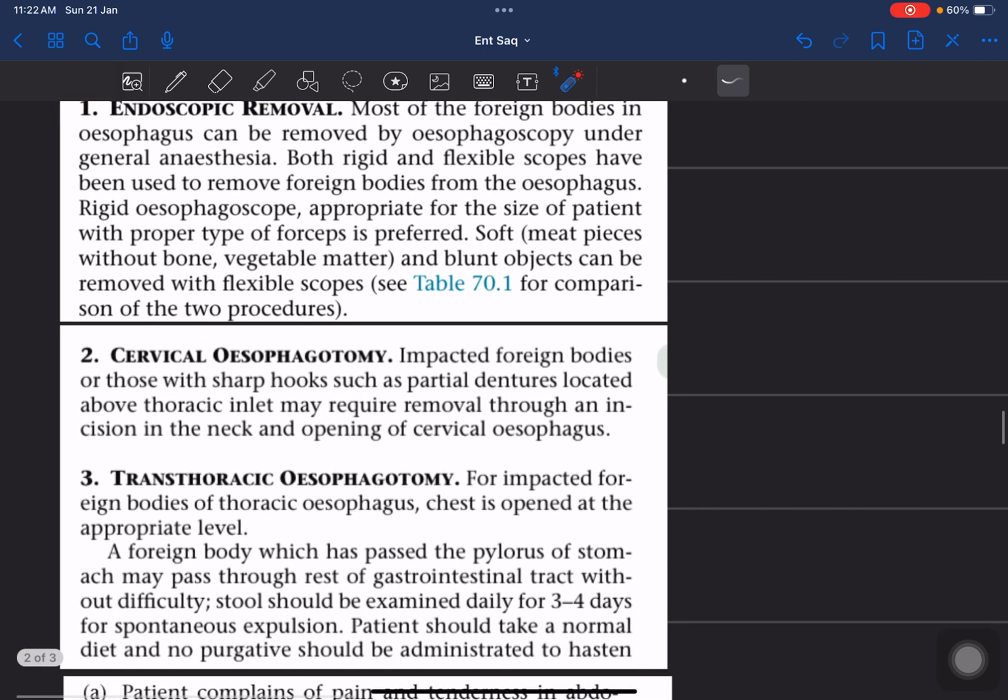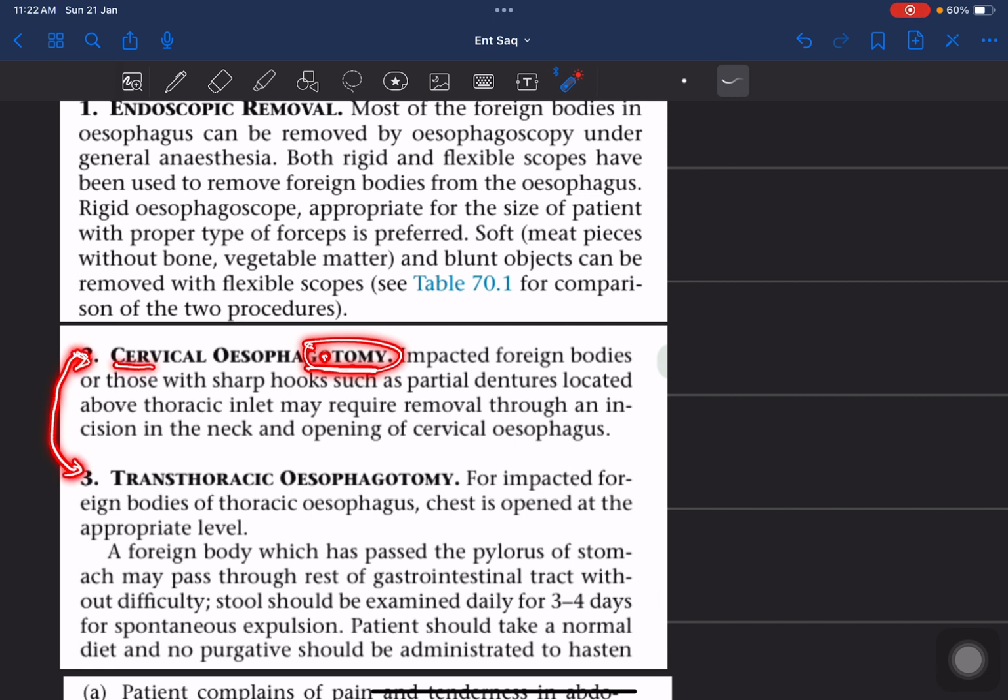And what will happen if there is a foreign body with sharp hooks, right? At that time we can't take the risk of doing endoscopic removal. What we'll do is we'll open the esophagus, right? We'll do esophagostomy, right? You can see esophagostomy. Now esophagostomy is also of two types, depending upon the level where we are doing it.